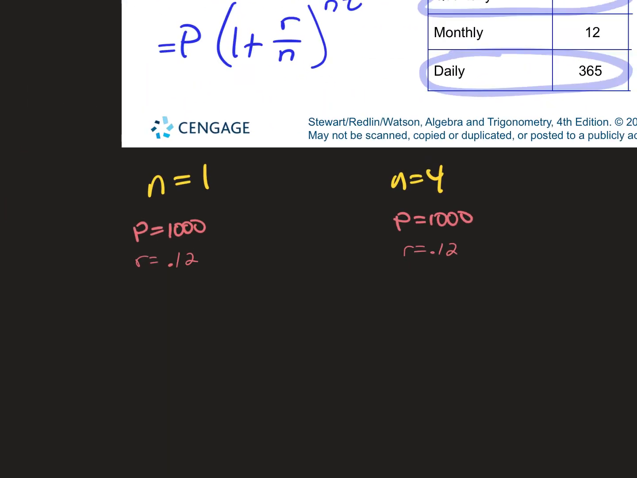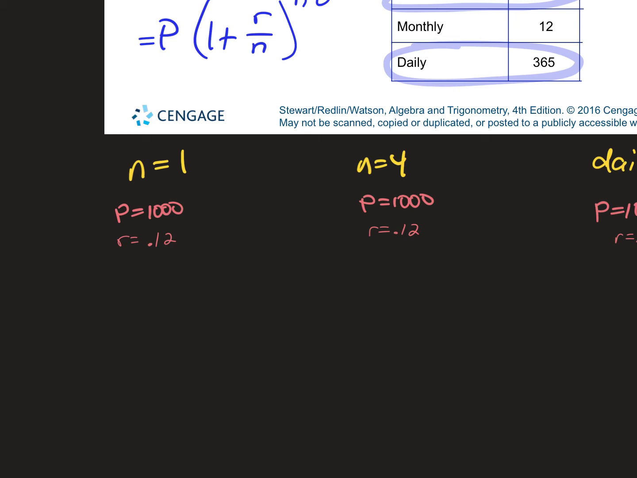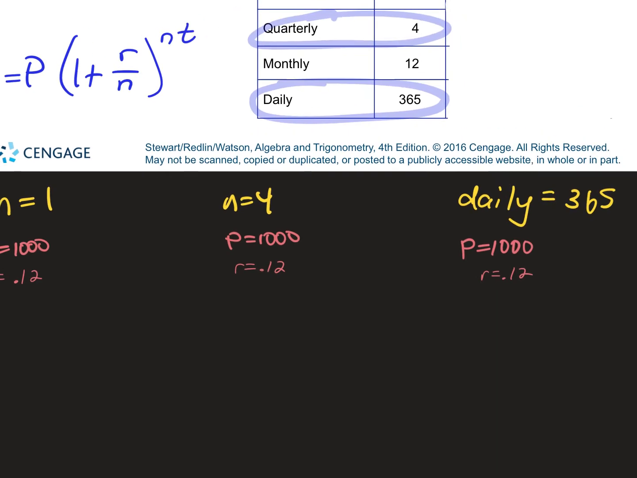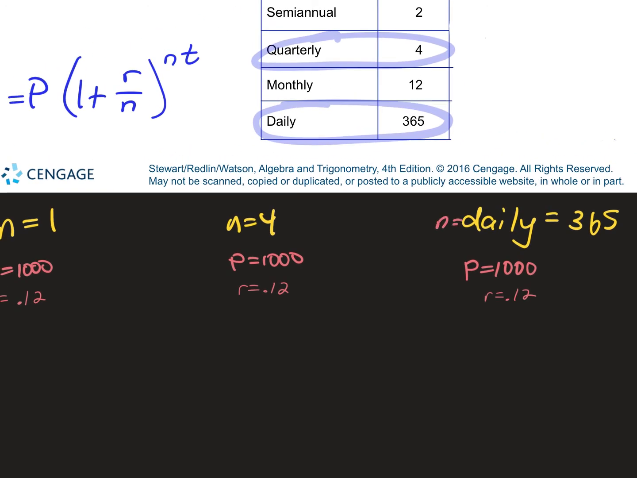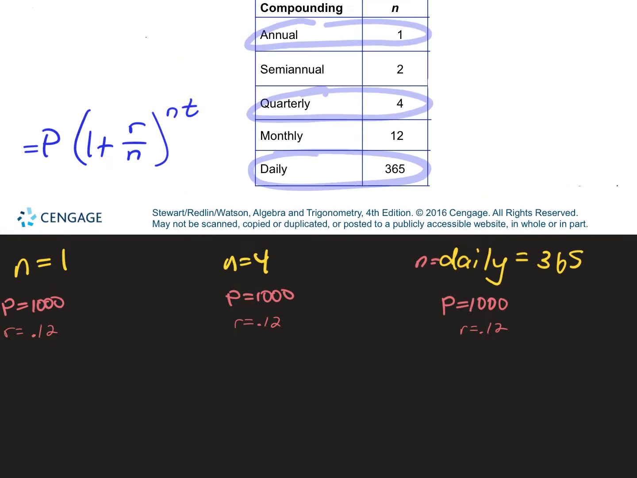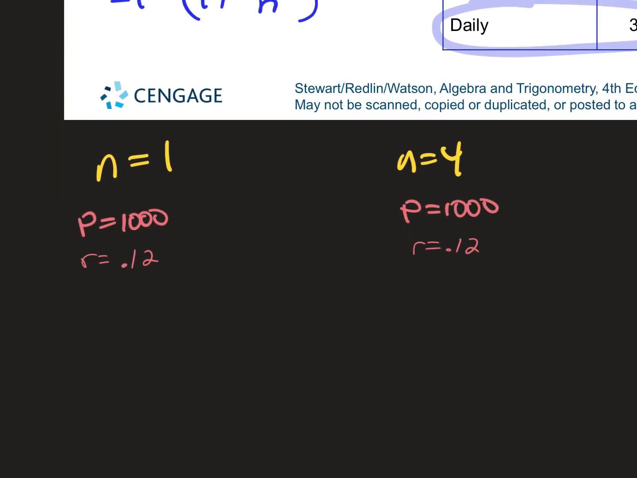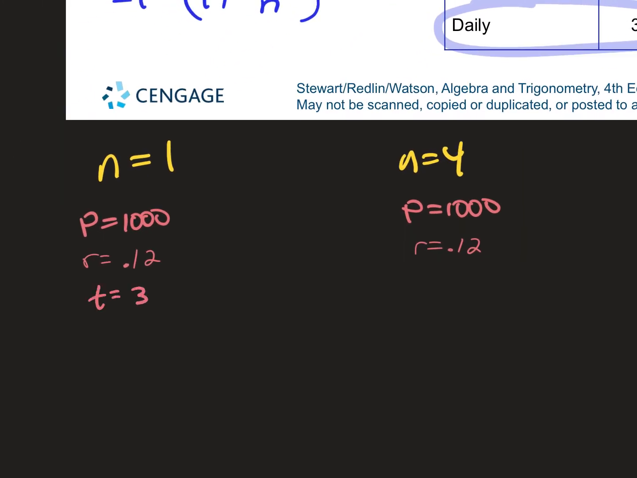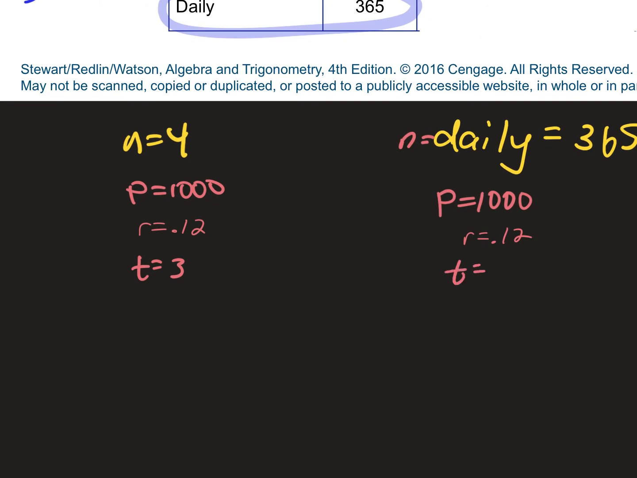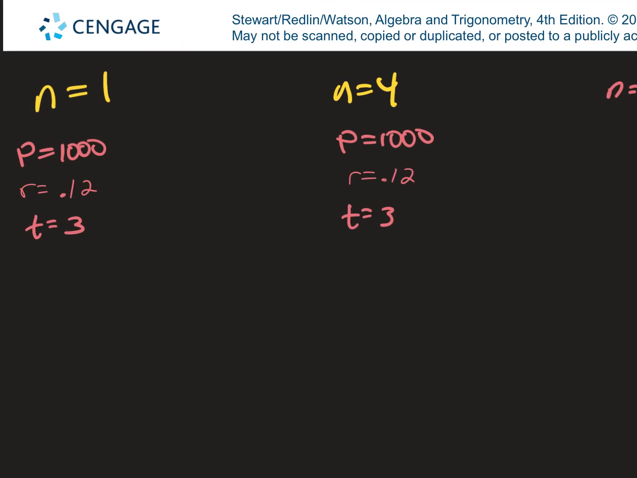Our N for each scenario is different, correct? So here my N is 365. What is the time that they told me? 3 years. So t is 3. T equals 3. And t equals 3. All right, calculators, get ready. We're going to do this together.